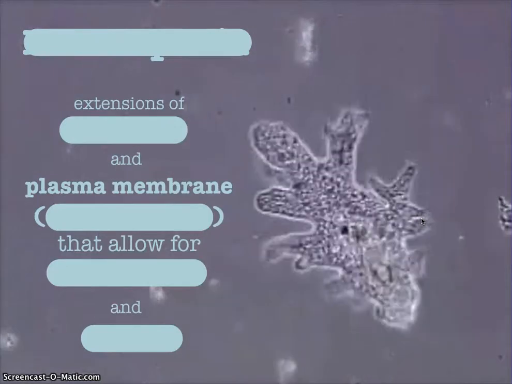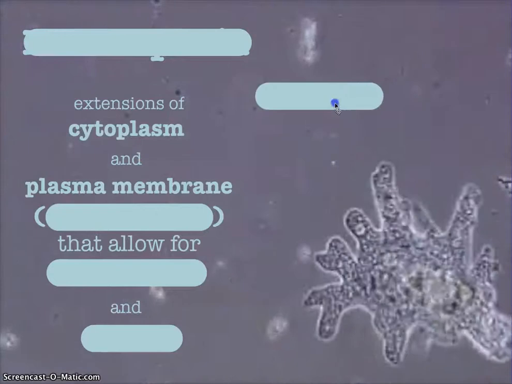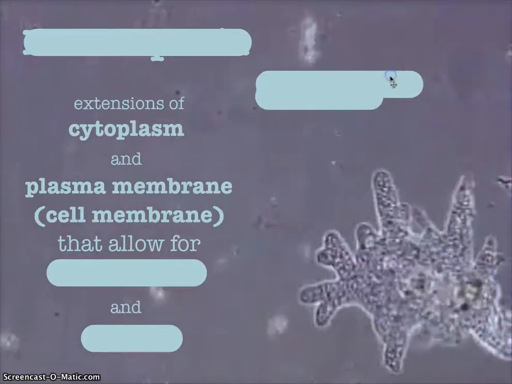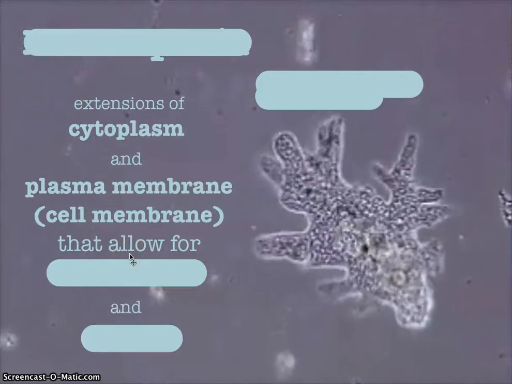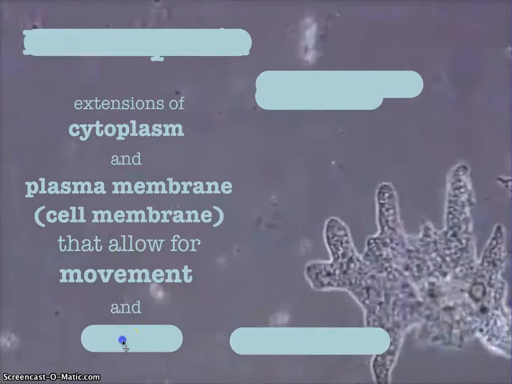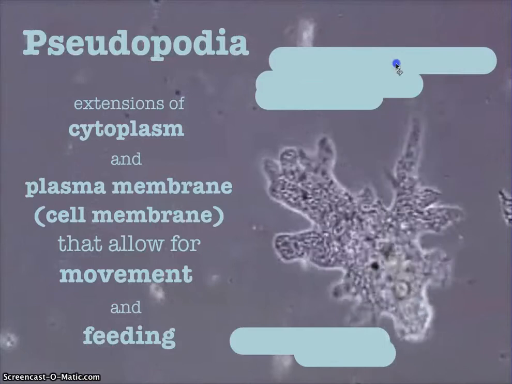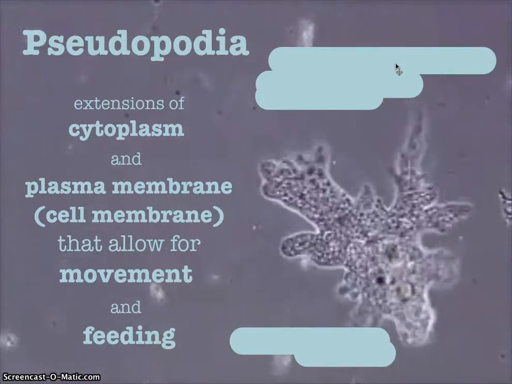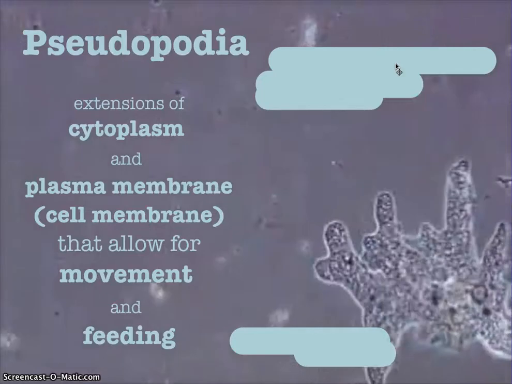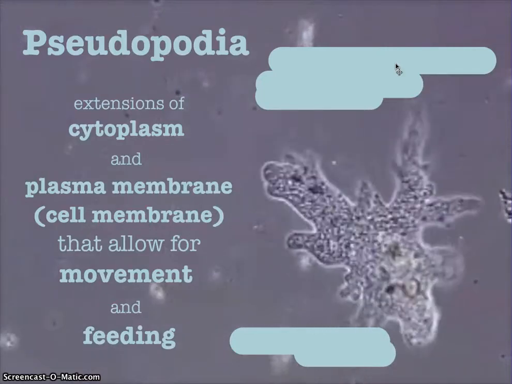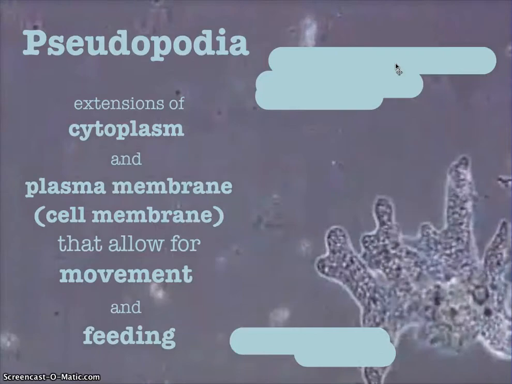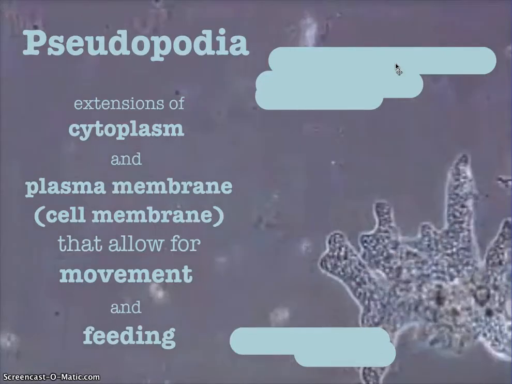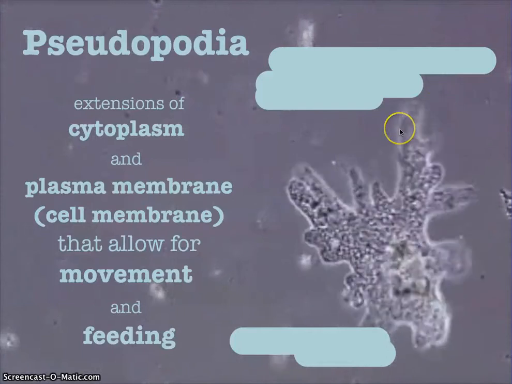Yes, cytoplasm. Really what's happening here is this protist has extensions of cytoplasm or the cell membrane that's going to warp, because it's kind of warping, and allow it to move and feed. And that is called pseudopodia. So it's not really a part, it's more like a process, right? It's different from cilia and flagella, because it's extensions of cytoplasm. So it's part of the cytoplasm that allows it to warp its shape in order to move around and feed.